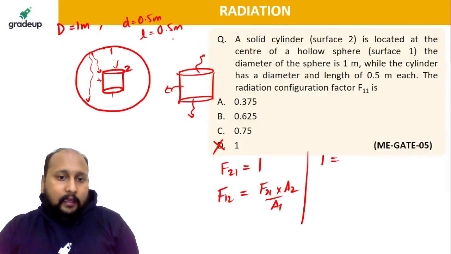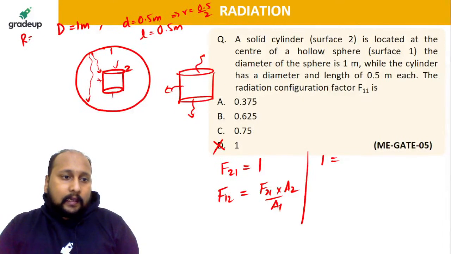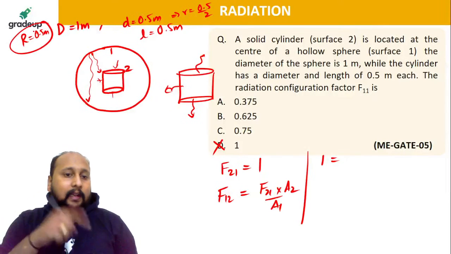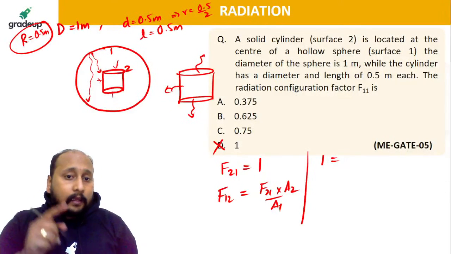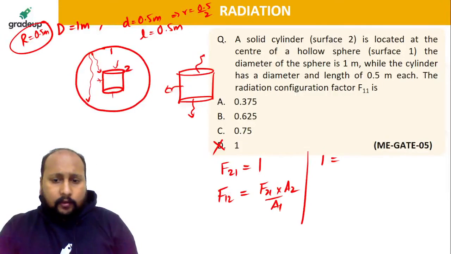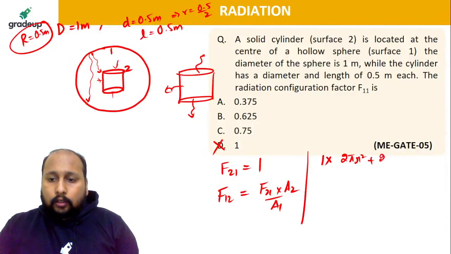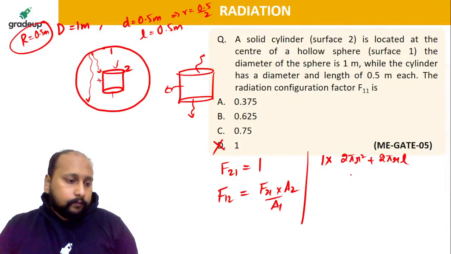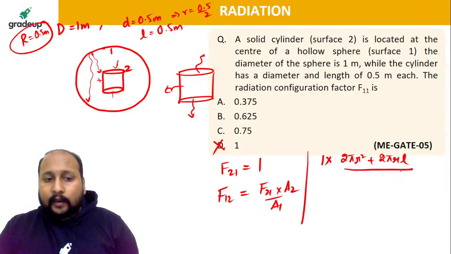Okay, so let me write this as small r is equal to 0.5 by 2, and capital R is equal to 0.5 meter. I can write it like this, where capital R is the radius of the sphere and small r is the radius of the cylinder. Now let's apply F12 is equal to 1 into A2, where A2 is the area of the cylinder, that is 2 pi r square plus 2 pi r into L, divided by the area A1.